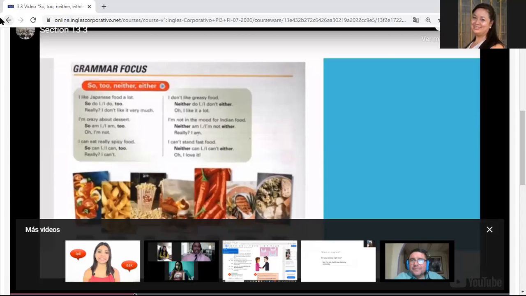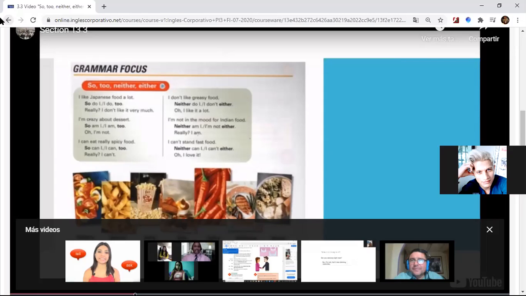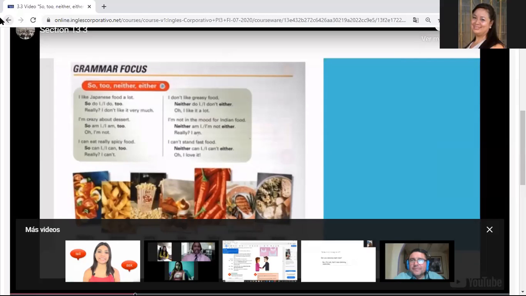Now, let me see. Who's next? Yvette. Okay, listen. Simple present. I don't eat pupusas every day. You can use neither or you can use either. Neither am I. I am not either. Simple present. Remember, in the simple present, the auxiliary is do, does.